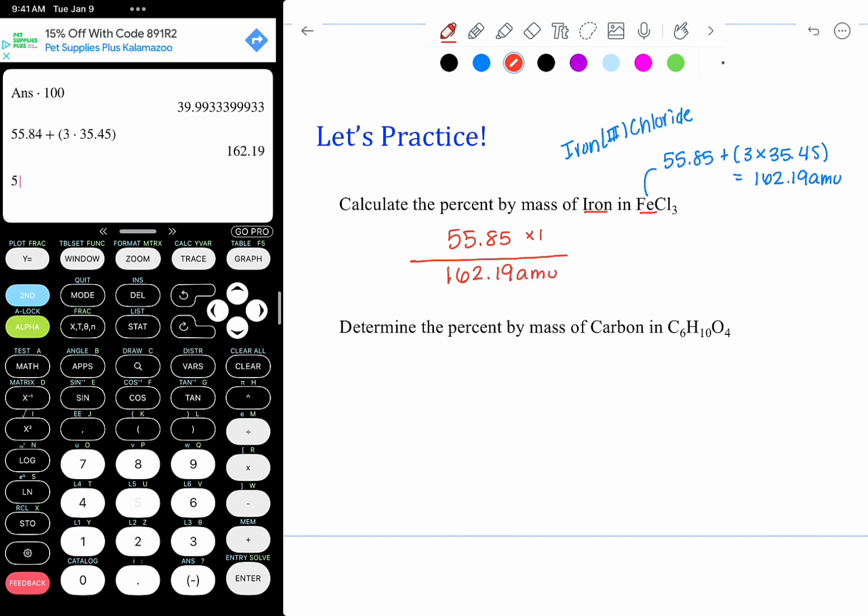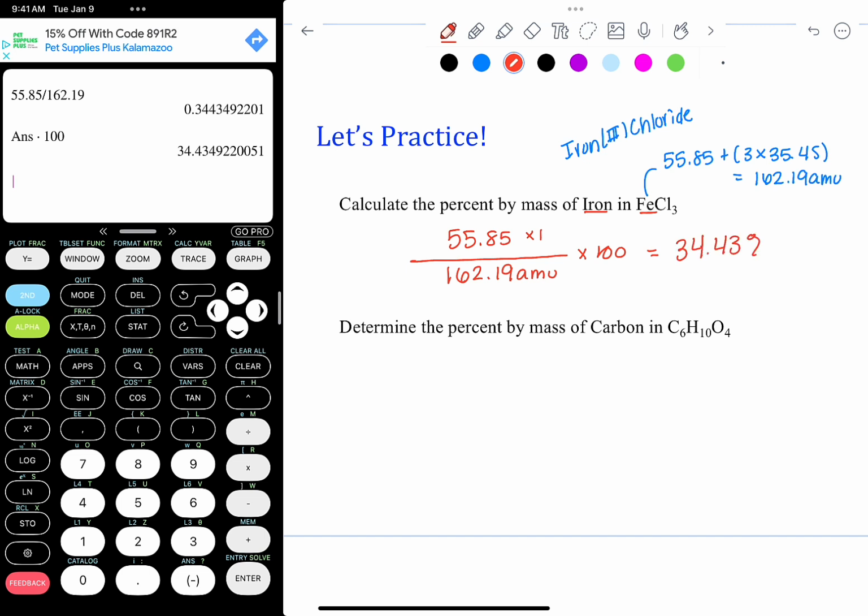So we take, I typed that in wrong, that's okay. Divide it by 162.19. Multiply that by 100, which I didn't show here. Multiply by 100. And we get a percentage of 34.43%.